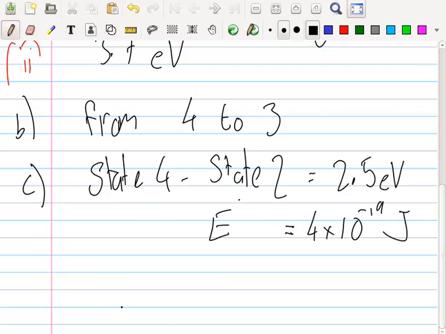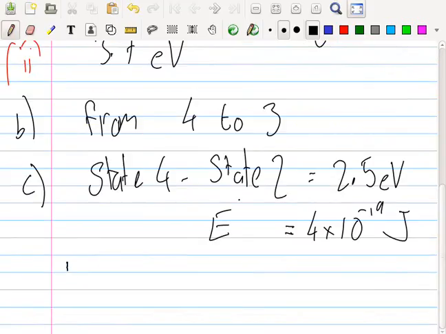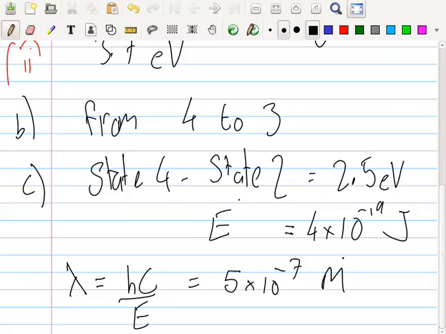But what do we do next? Now we need to find the wavelength. What formula do we use? Well, in fact, we can use that little one I wrote earlier. Wavelength equals hc over E, or hv, but v is c here. So, equals hc over E, which works out as 5 times 10 to the minus 7 meters. There's only c, yeah? This is just c, yeah.